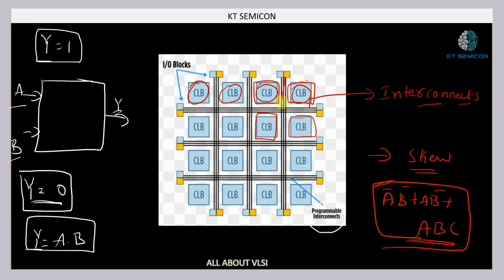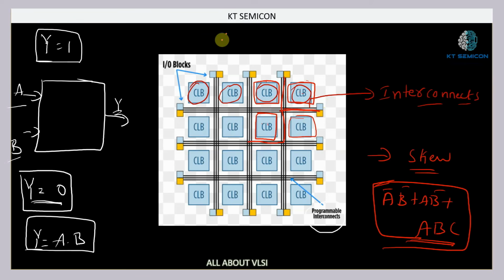That means it is going to make this particular connection. Somehow it is going to make this connection, and we are not going to go into detail and scratch our heads about how it makes the connection. In our future sessions we will see. If it wants to implement this particular function, it is going to program this particular interconnect.